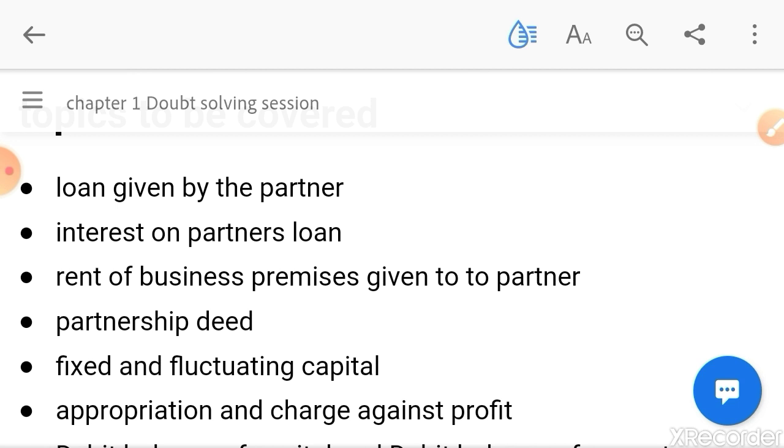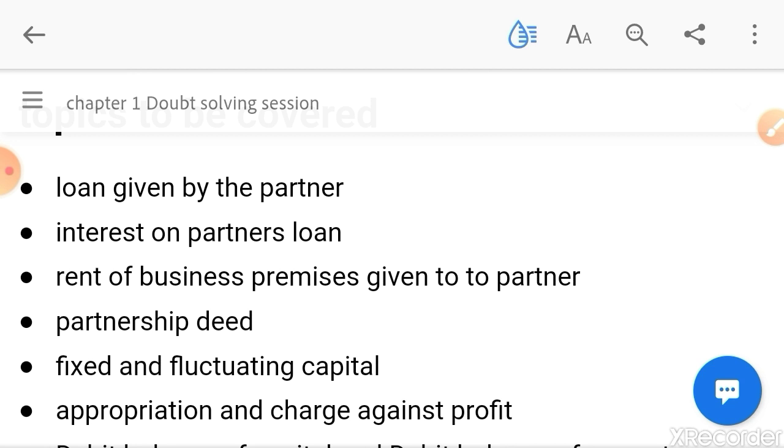So here in accountancy, that deed is the same, but in the absence of any given information, there will not be any interest on drawings, no interest on partner's capital, and the profit sharing ratio will be equal, that is 1:1 if they are two partners, and interest on loan will be given at a rate of 6%. Is this point clear? Only interest on loan is given.